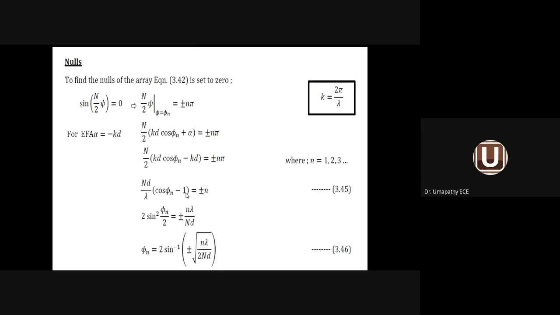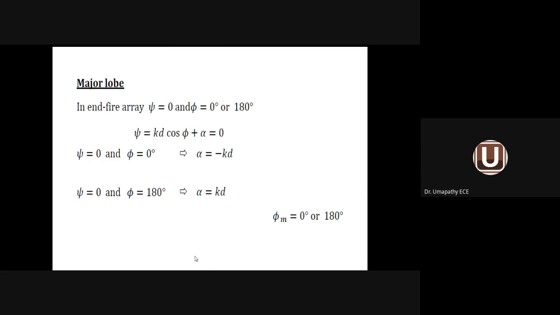This cos phi n minus 1, we are converting to sine form. Sine square phi n by 2 equal to plus or minus n lambda divided by Nd. And finally, we are getting the expression for phi n equal to 2 sine inverse of plus or minus root of n lambda divided by 2 Nd. So we have calculated now two parameters.